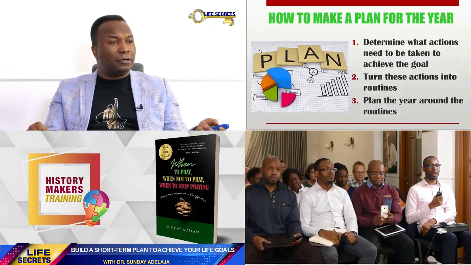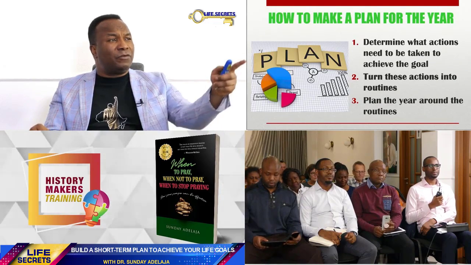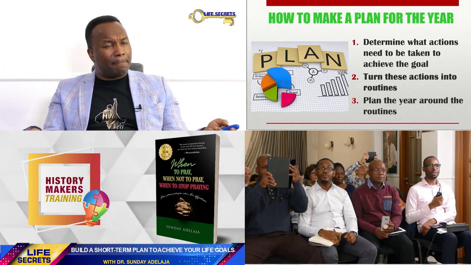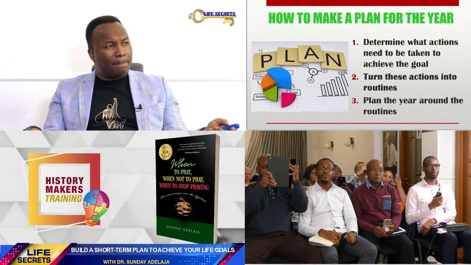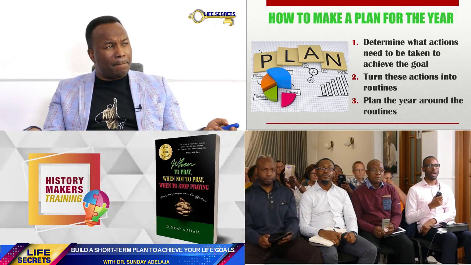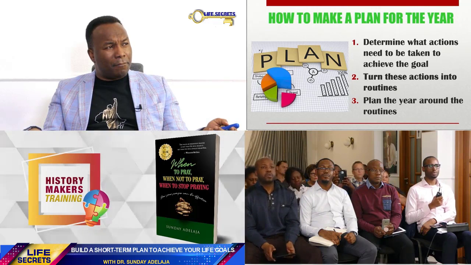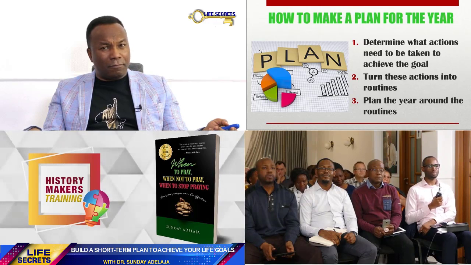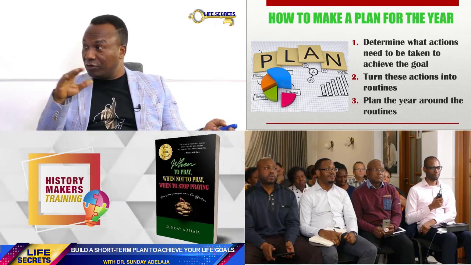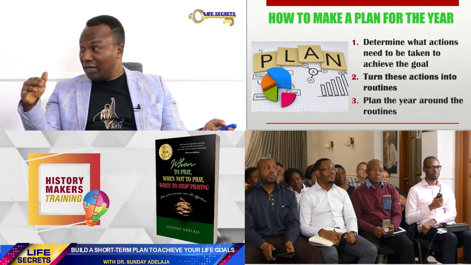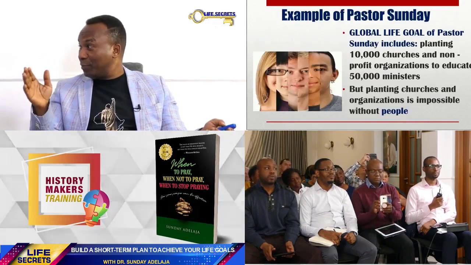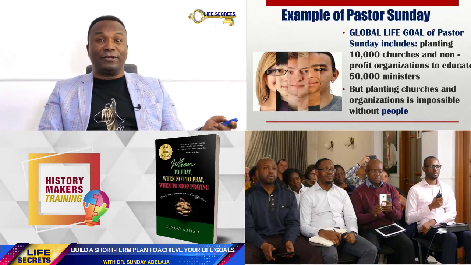How to make a plan for the year. Number 1, determine what actions need to be taken to achieve the goal. Number 2, turn these actions into routines. Number 3, plan the year around the routines. I'm just making you read through, but I will come back and explain. Now it will be too tough for you to understand. So let's just keep on reading. I will stop at a point and come back and explain what you are reading, okay?